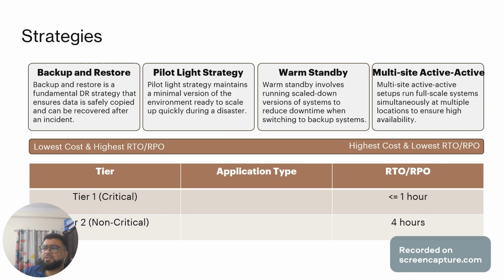Our plan will use our approach to apply these strategies effectively. To cover our critical applications, Tier 1, these have a strict RTO and RPO of near real time, less than an hour. For our Tier 2, which covers non-critical applications, these are more tolerant with an RTO and RPO of around 4 hours. This strategy allows us to save cost on the less critical systems while investing heavily in the faster recovery mechanism for critical solutions.